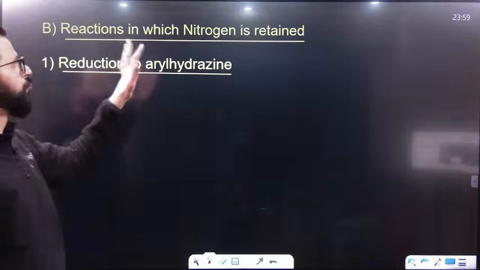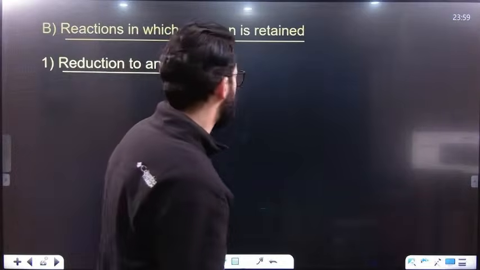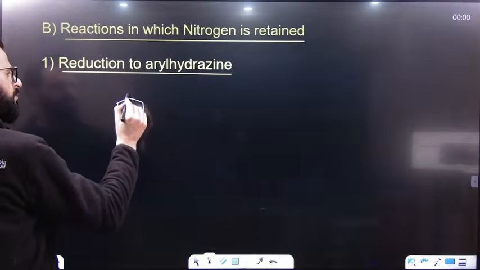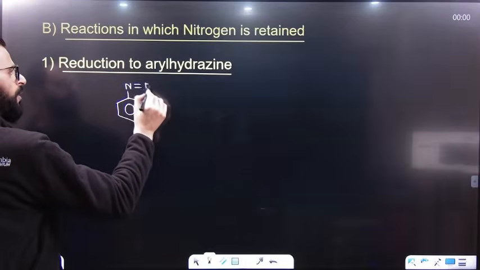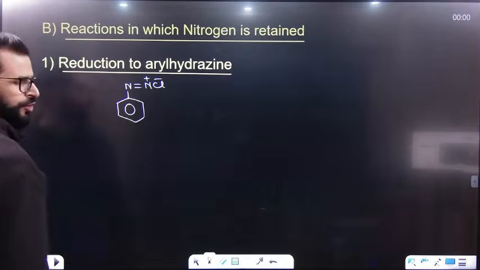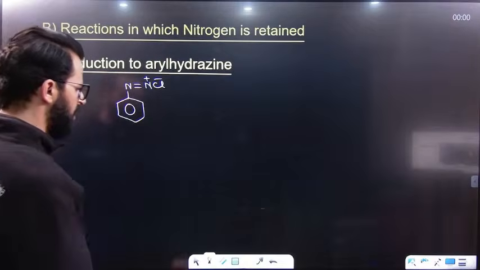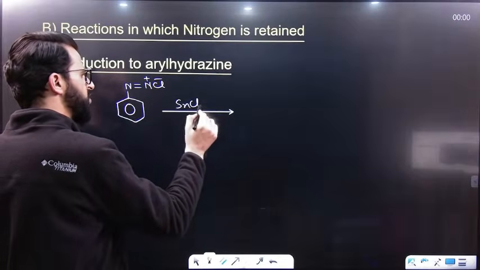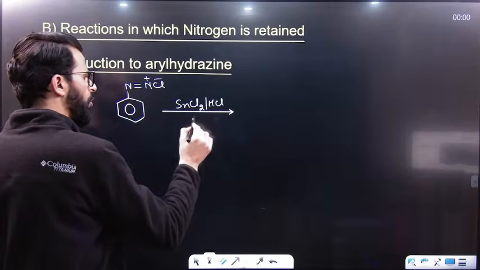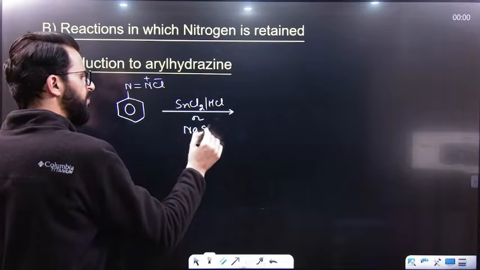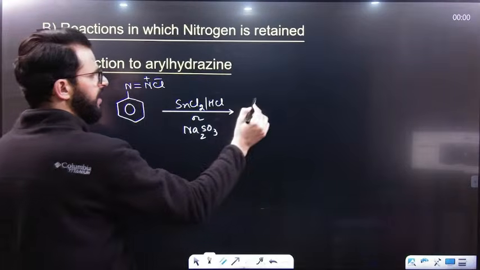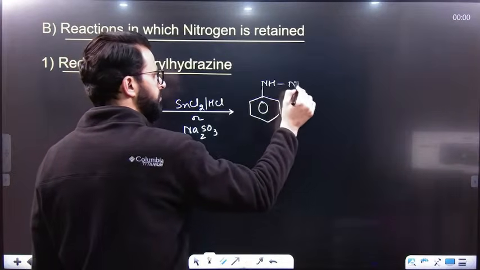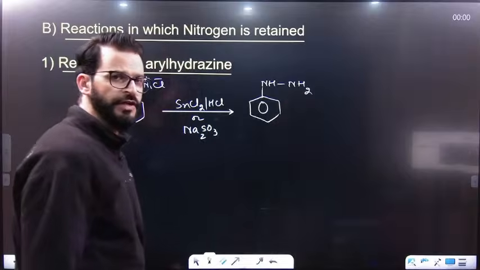Another is those types of reactions in which nitrogen is retained. First is reduction. Say for example, you are having N double bond N with a positive charge and Cl minus. You are having this benzene diazonium chloride. Now if it is treated with SnCl2 HCl, I mean say a reducing agent, or Na2SO3, then remember this bond will be broken and hydrogens will be added, and it will result in the formation of phenylhydrazine.